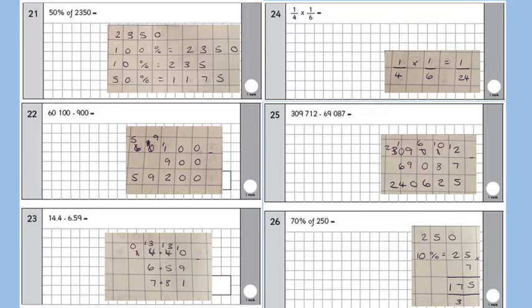Number 22, you have got 60,100 subtract 900. So for this one, I probably would have recommended actually writing out the method like I have, just because we are going to be exchanging across some values. So as you can see here from exchanging, my answer is 59,200.